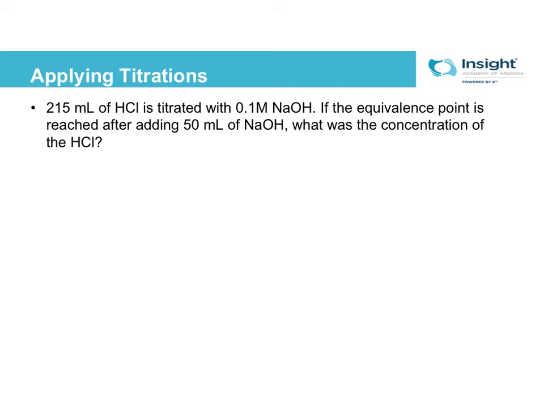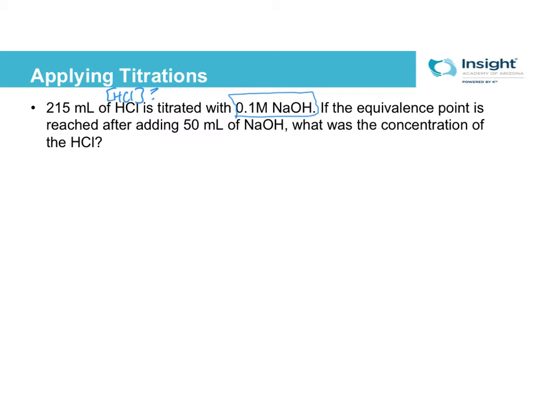So an example of applying this is you have a 215 milliliter sample of hydrochloric acid that you titrate with 0.1 molar NaOH. So we know the concentration of the sodium hydroxide. The concentration of HCl, we don't know, and we want to figure that out. So we reach that equivalence point after adding 50 milliliters of NaOH. What is the concentration of the hydrochloric acid? To do these, you just got to set up a proportionality.